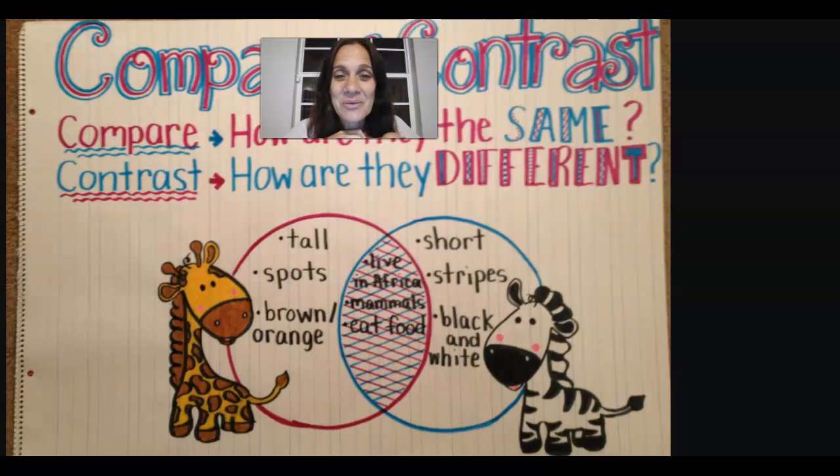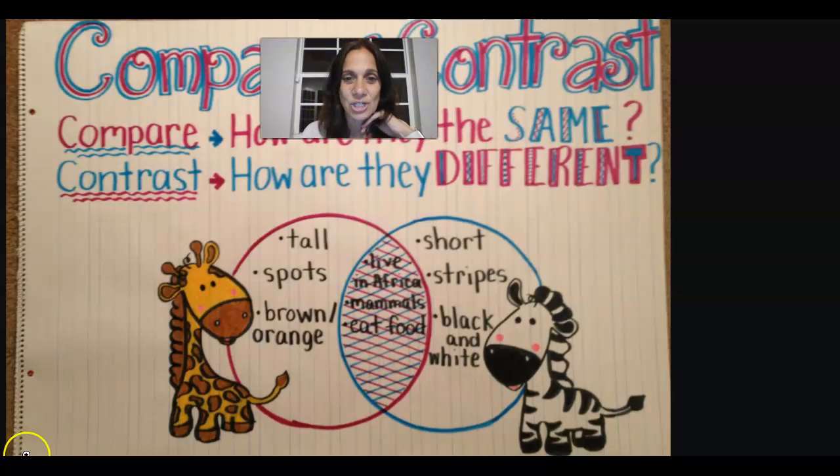So today we're going to do a different book. And the book is called The Princess and the Dragon. And The Princess and the Dragon has two main characters, and they're very different, but there's some ways that they are alike. So today's skill is going to be a review of comparing and contrasting.